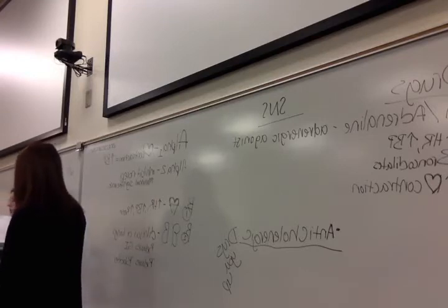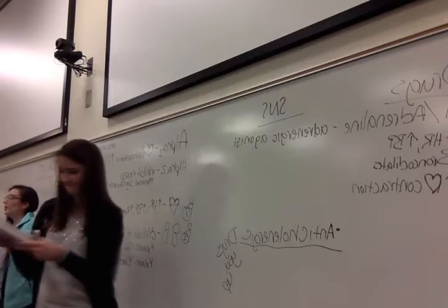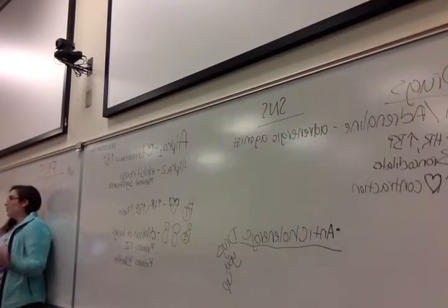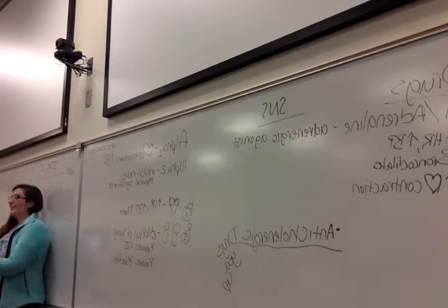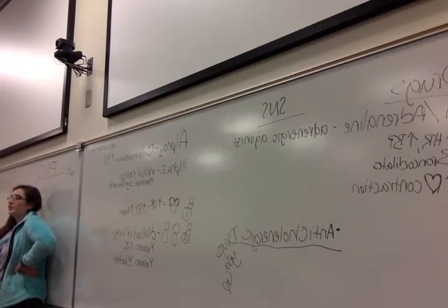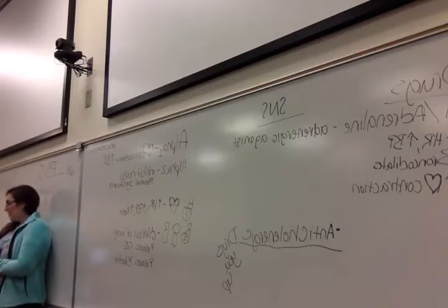Okay, so we already know what adrenergics do. They help the sympathetic system. So we're now moving on to adrenergic blockers. What does that mean? Someone tell us what an adrenergic blocker is. Which receptors? Alpha and beta. So we're talking about alpha and beta blockers.